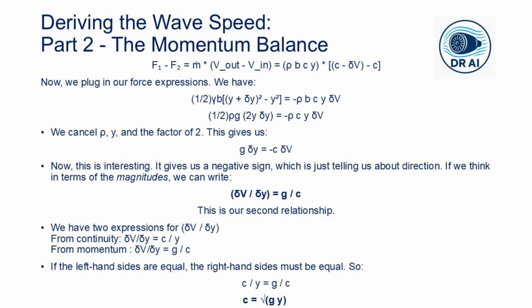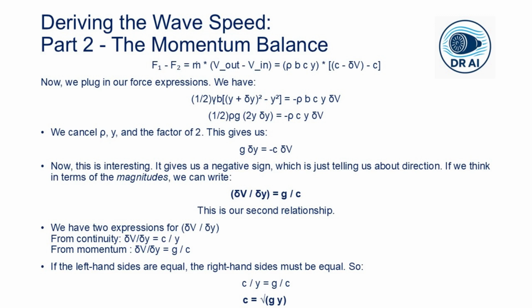Now, for the grand finale, we have two expressions for delta V over delta Y, one from continuity and one from momentum, as we have already discussed. So if the left hand sides are equal, the right hand sides must be equal. Cross multiplying and simplifying, we get our final relationship: c equals square root of g y. This is a beautiful and profound result.